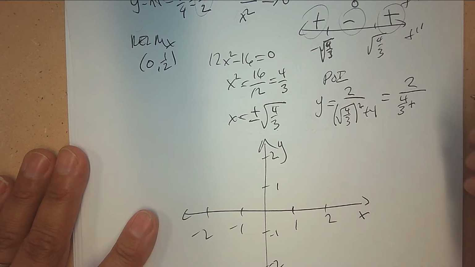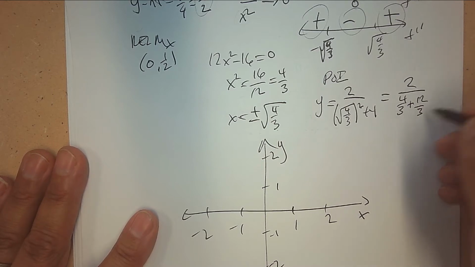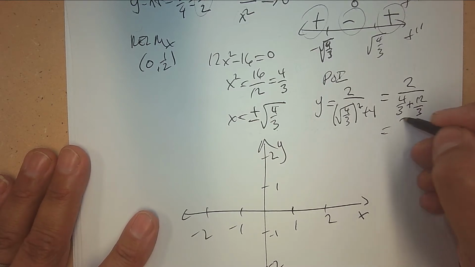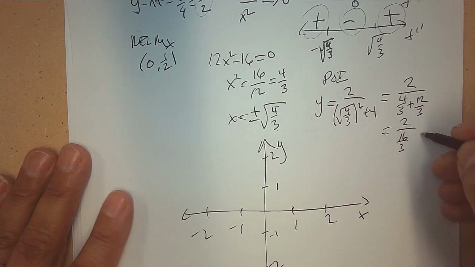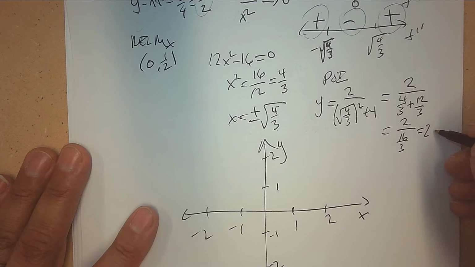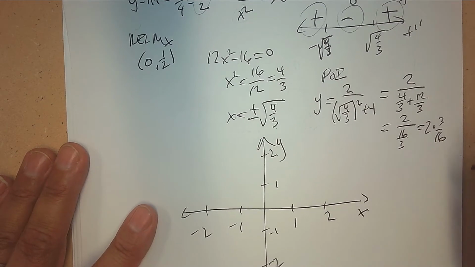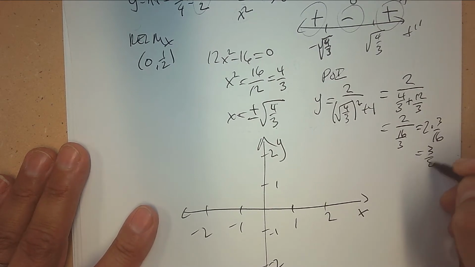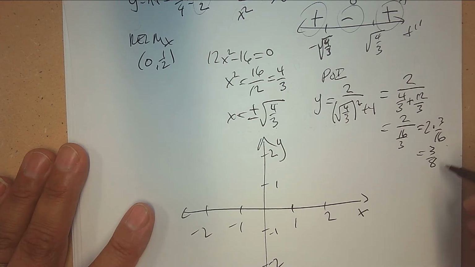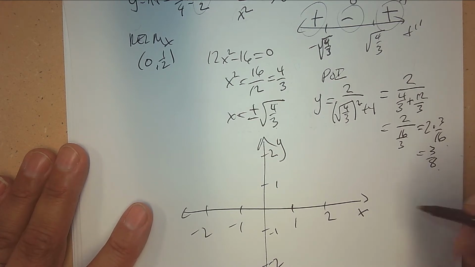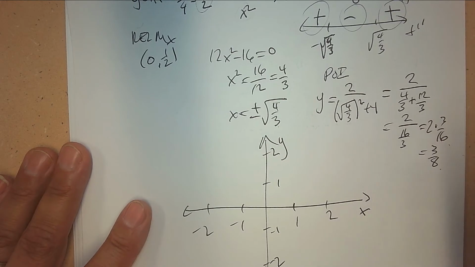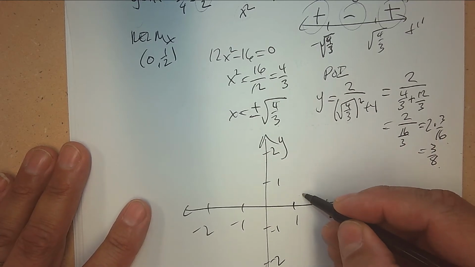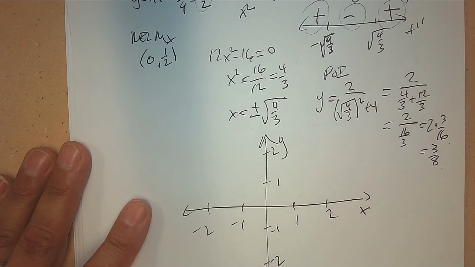If you add 4 to it, I'm going to make that 12 over 3, so we have common denominators. So that's 2 over 16 over 3. I know, I'm sorry about the fraction. The reciprocal, reduce it down, you get 3 over 8. 2 goes into 16 8 times. So both positive and negative will give you the same answer. So I said it's a little bit bigger than 1. So a little bit bigger than 1, we have 3/8. But let's get to that in a second.